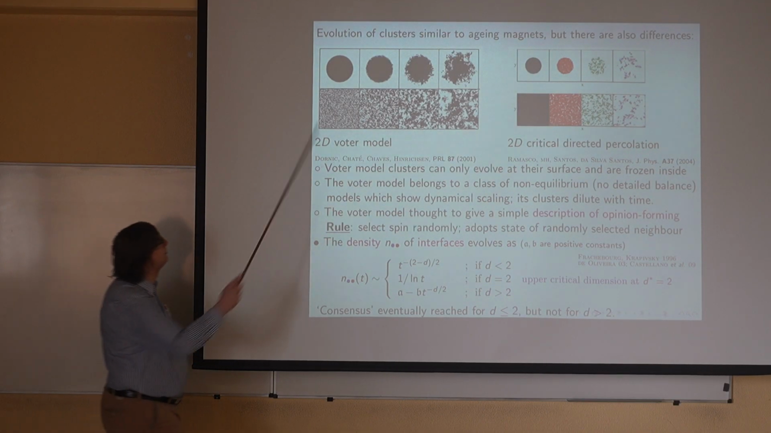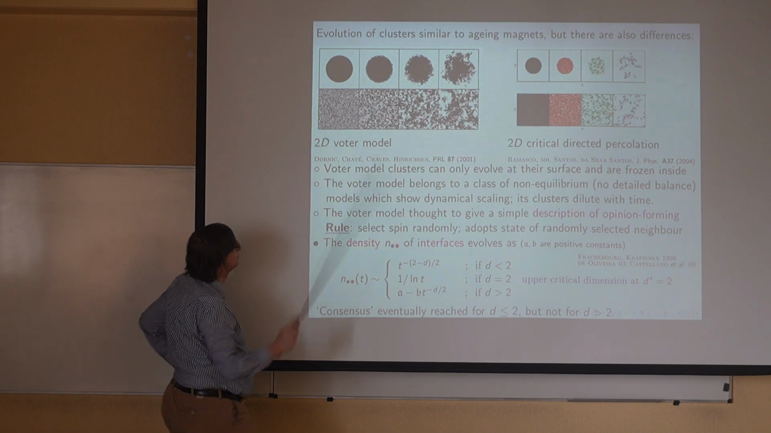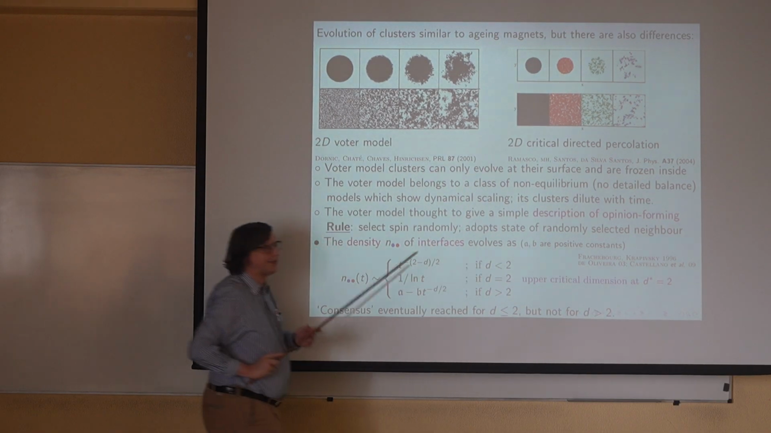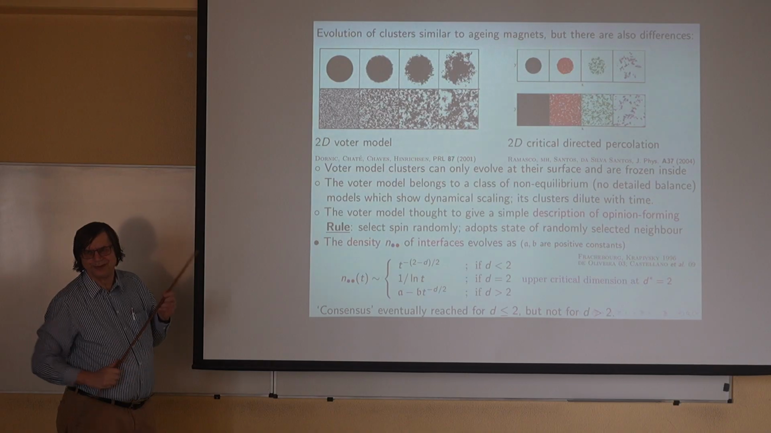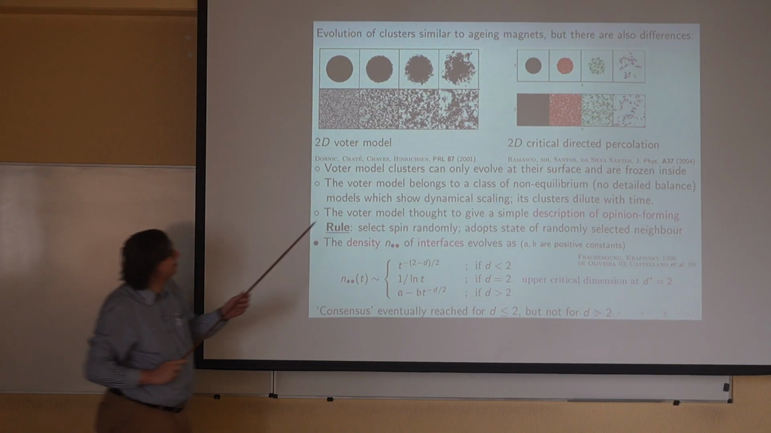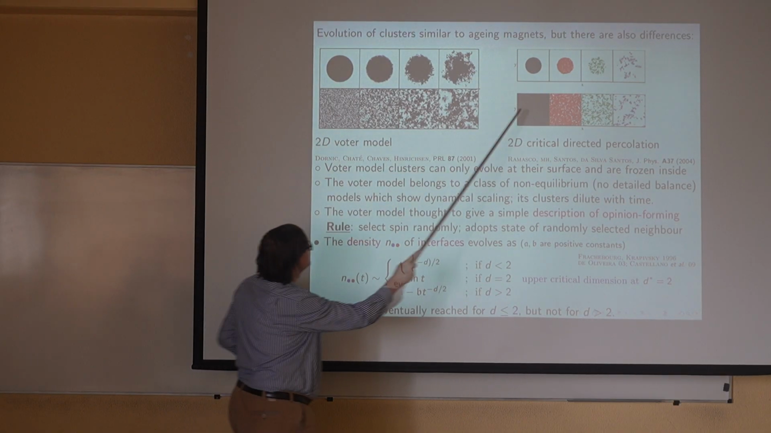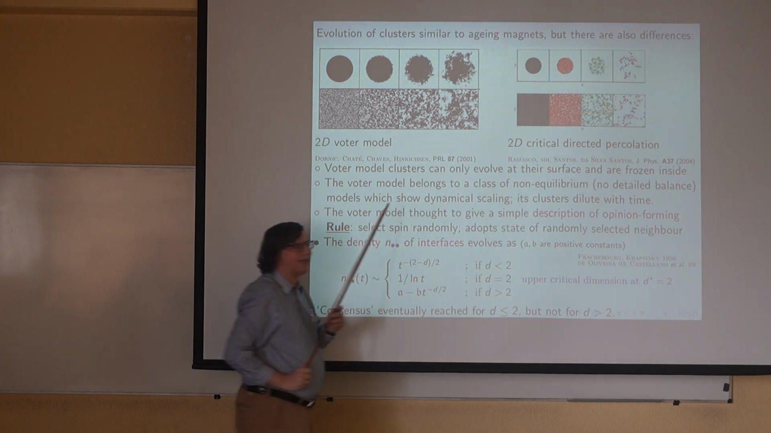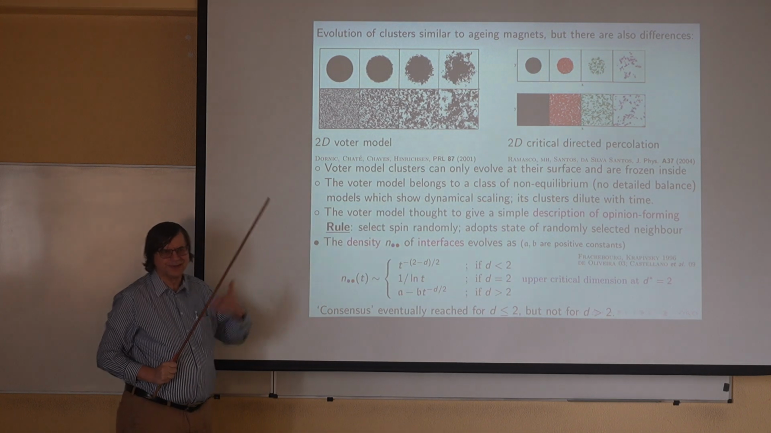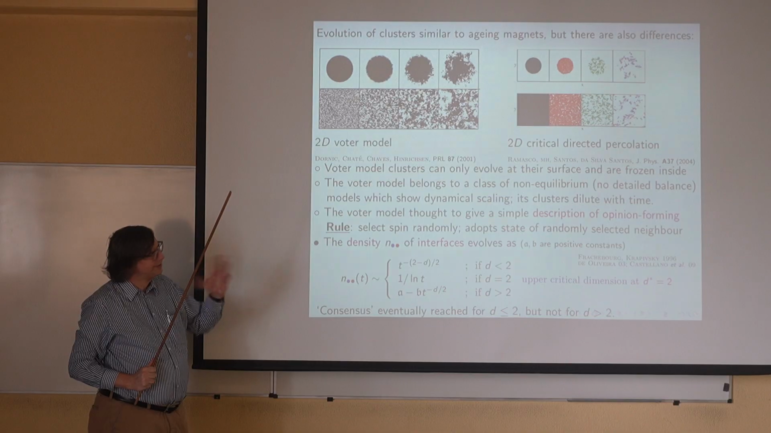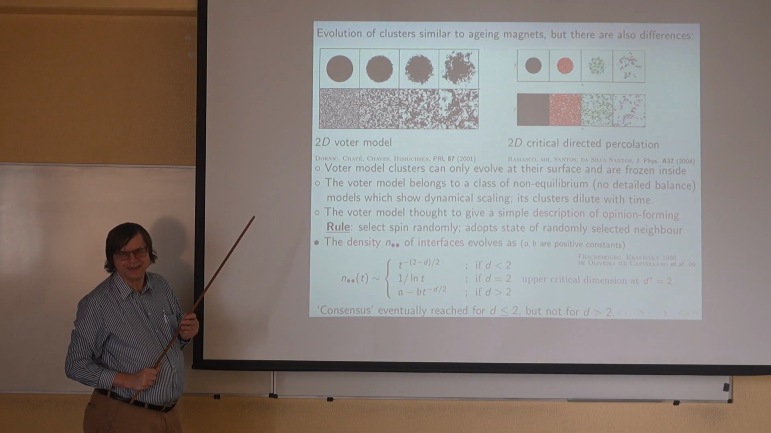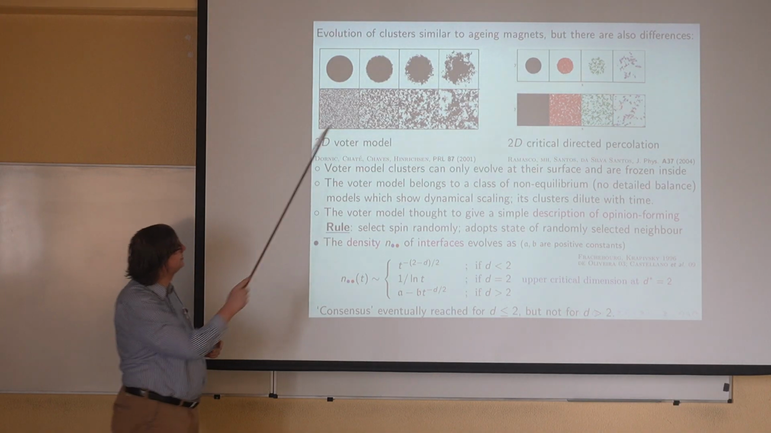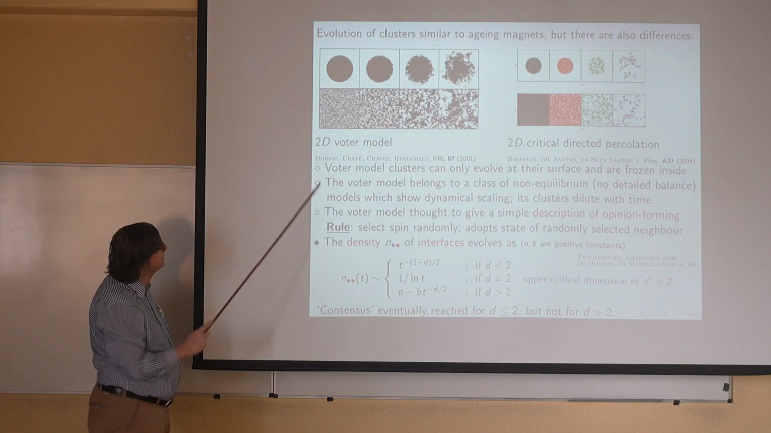When we look into the evolution of clusters, here's a picture from the voter model. For comparison, I take a picture from guided percolation, another non-equilibrium process. And you see in both cases that these clusters dissolve. The cluster process is not exactly the same, but there are a couple of analogies, as you can see here.